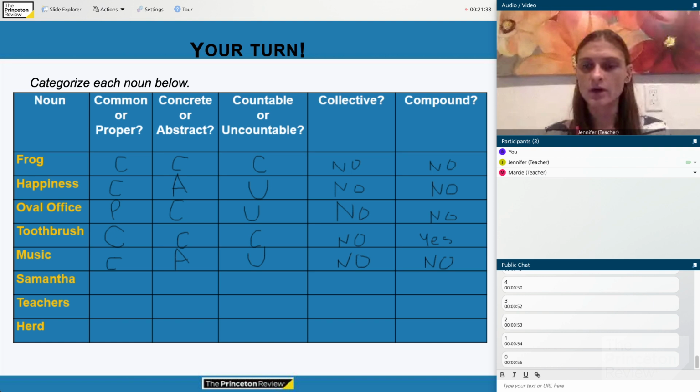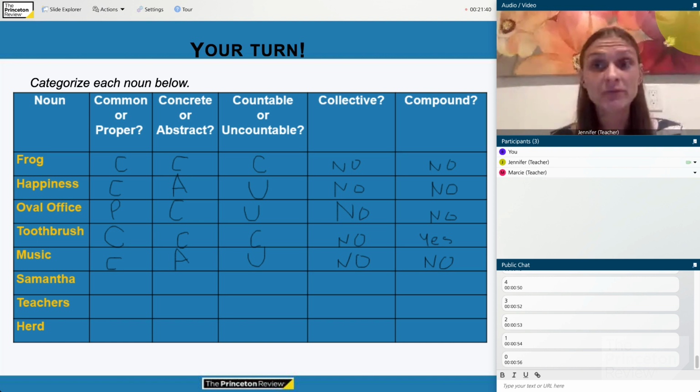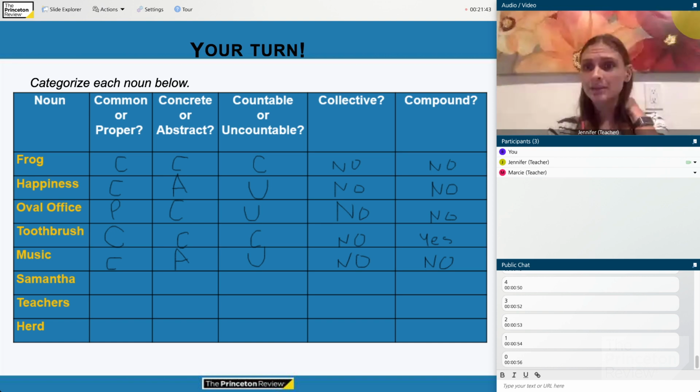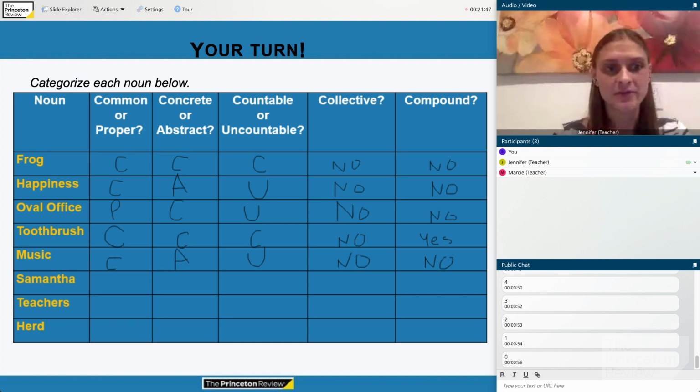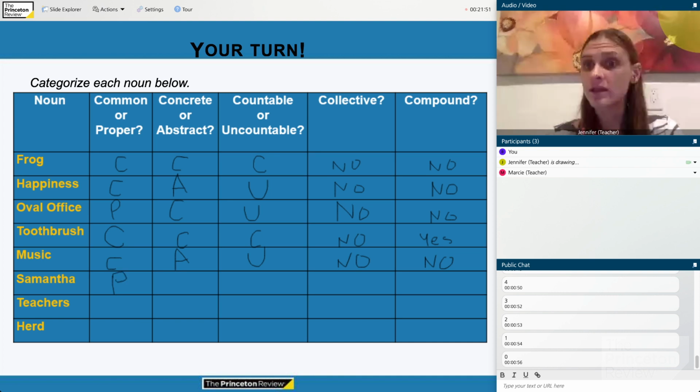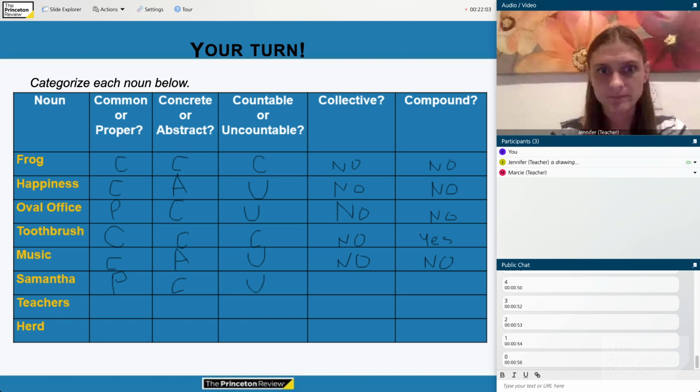All right. Next one here, we have Samantha. And that is a name. So if you remember, names are going to get that capital letter because they are proper. Samantha is a person, so she's concrete. But you can't count Samantha. Samantha is one specific person. So it's going to be uncountable. And not collective, it's not a group of something. And it's not compound either.